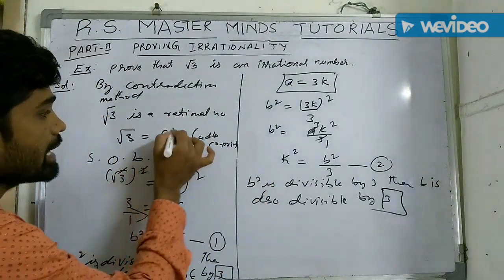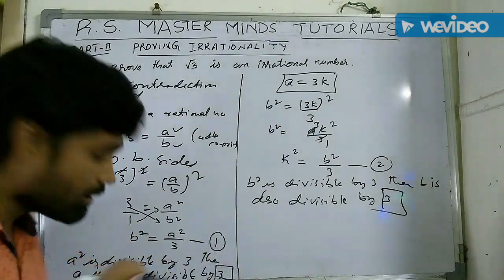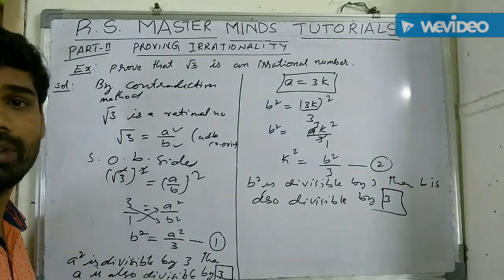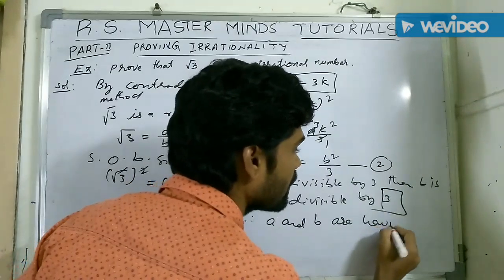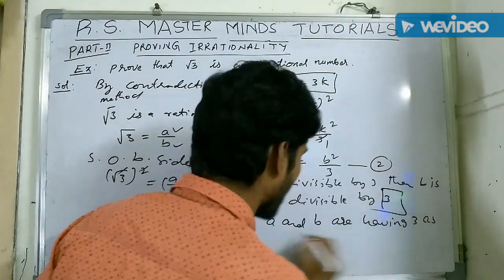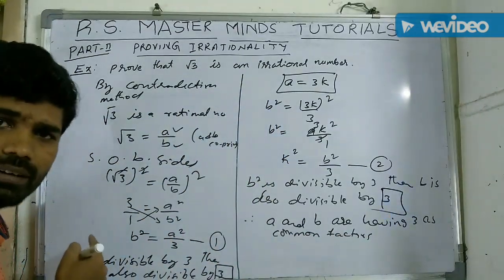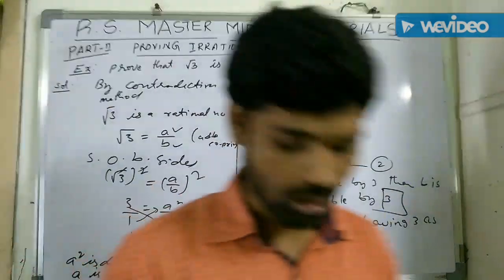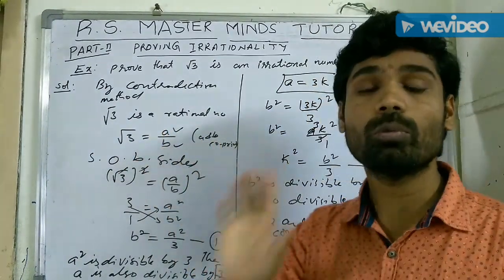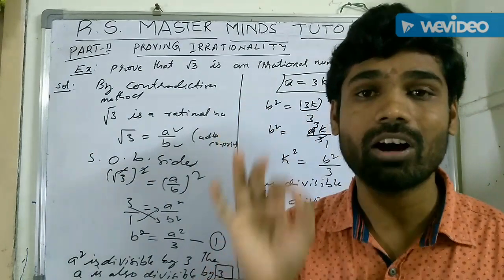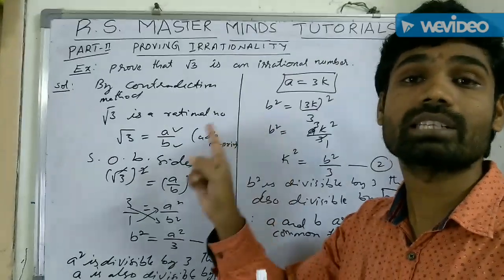But what we assumed here, a and b are co-primes. Co-primes means there is no common factor. But what we are getting here, they are having 3 as a common factor. So here what do we write? a and b are having 3 as a common factor. So is our assumption right? No, absolutely our assumption is wrong. Why is it wrong? Here we assumed root 3 is equal to a by b, where a and b are co-primes. Co-primes do not have any common factor except 1, but here it is showing that 3 is a common factor. So our assumption is wrong.